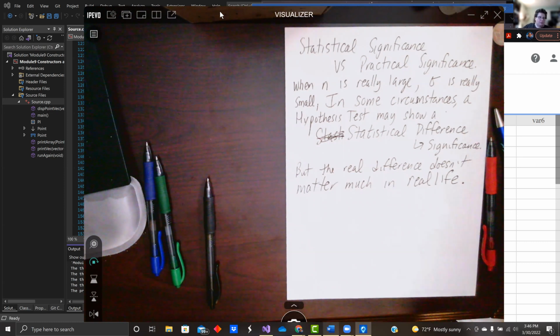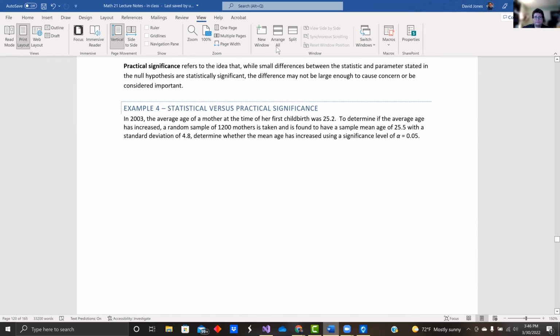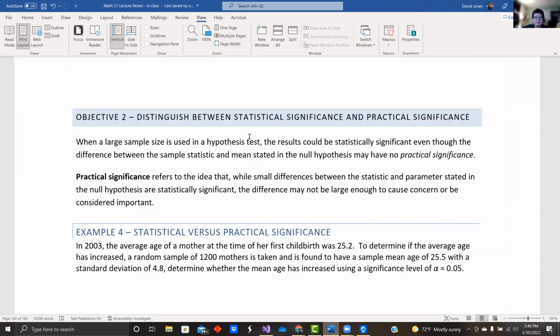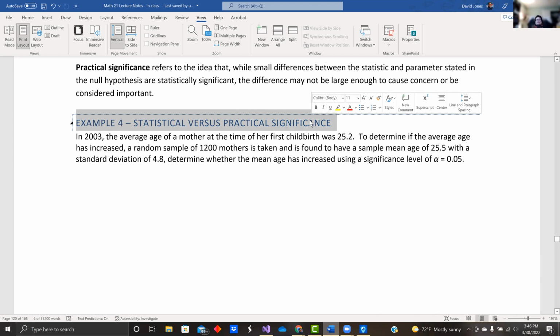Okay, so let's look at an example of that. And I got it in the lecture notes here. Statistical versus practical significance. In 2003, the average age of a mother at the time of her first childbirth was 25.2. So that's like maybe 25 years and about 3 months.